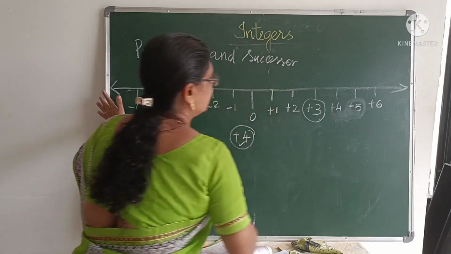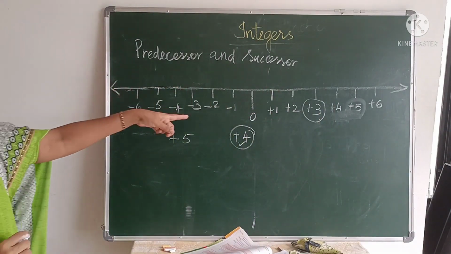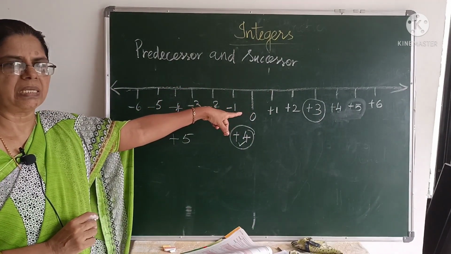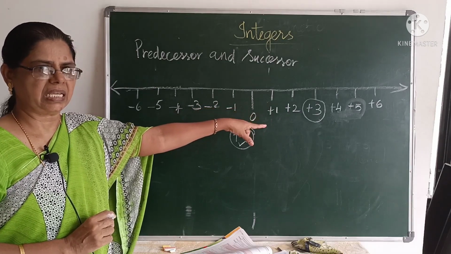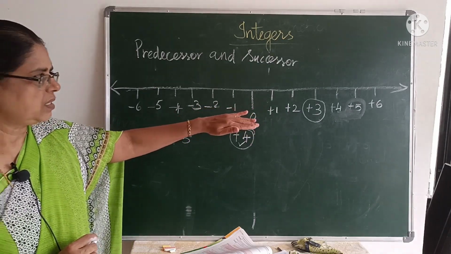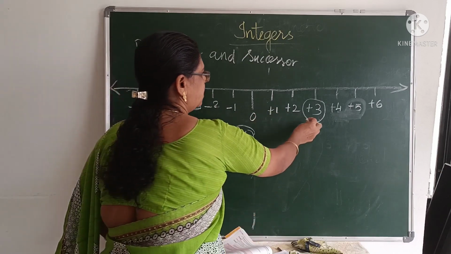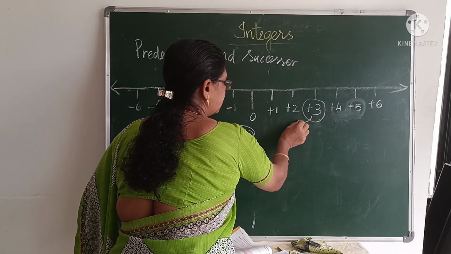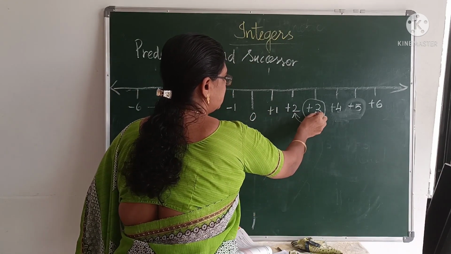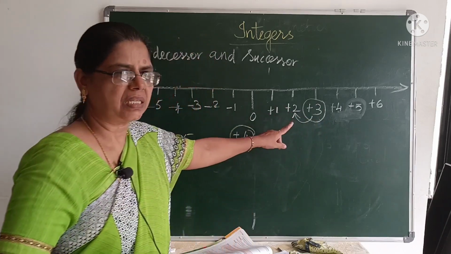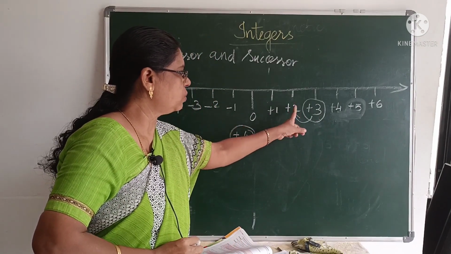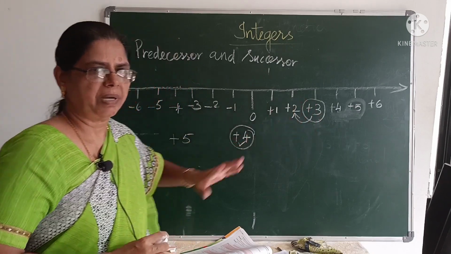Okay, which is the predecessor of plus 3? So 1 less than plus 3 is plus 2. So plus 2 is the predecessor of plus 3. On the number line, just look at the integer just left of it. Which is just left of plus 3? It is plus 2. So plus 2 is the predecessor of plus 3.